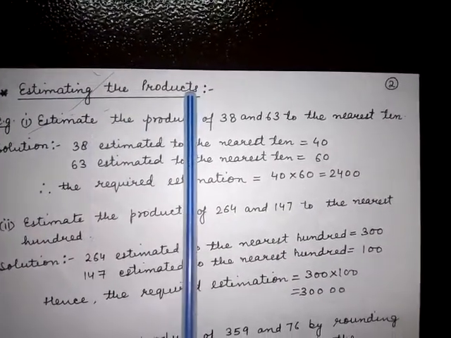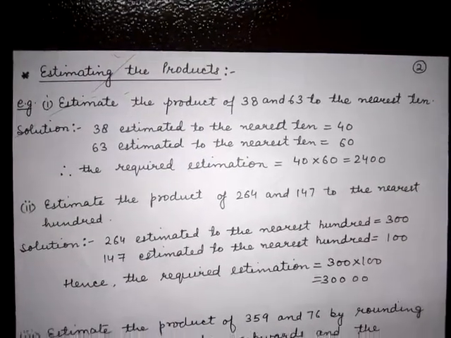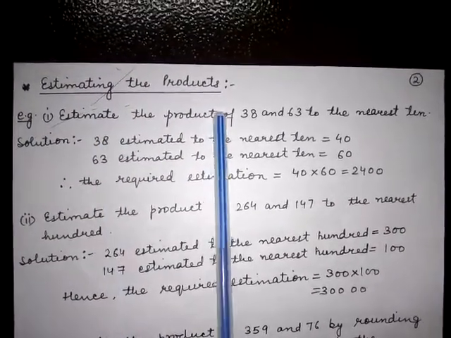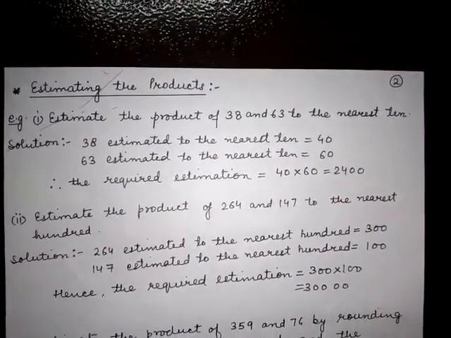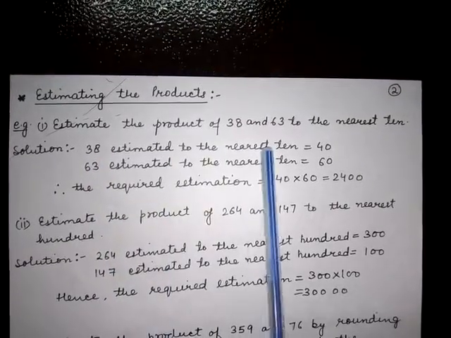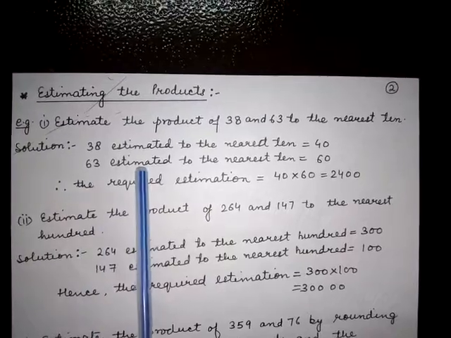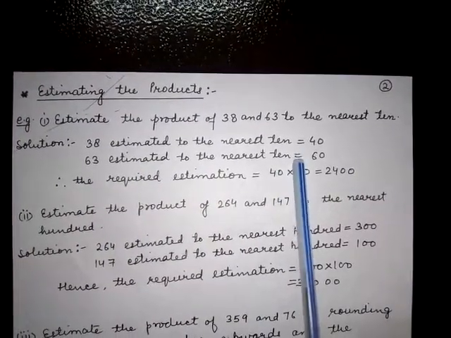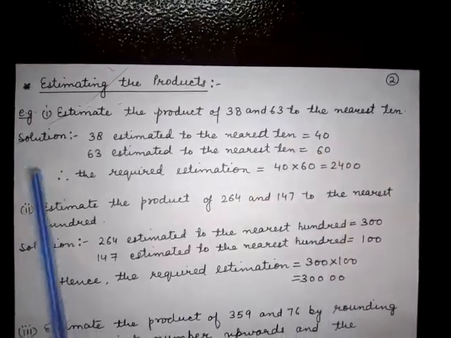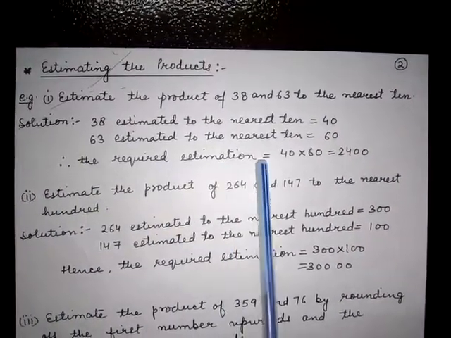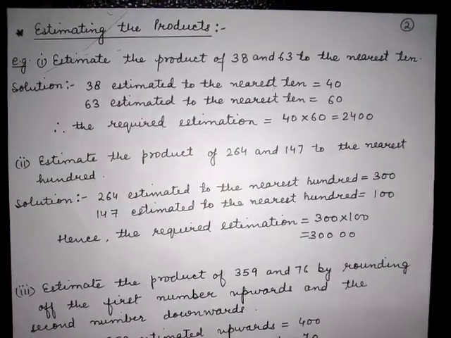Now estimating the products. Product means you have to do multiplication here. So we have the example. Estimate the product of 38 and 63 to the nearest 10. So 38 estimated to the nearest 10 is equal to 40. And 63 estimated to the nearest 10 is equal to 60. You are already familiar with these things. So therefore the required estimation equals 40 into 60, which is equal to 2400.